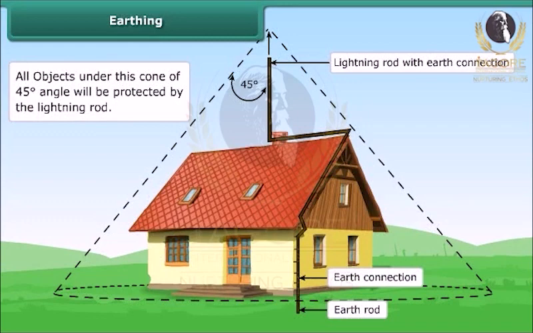Cone of protection. This is a term used to describe the volume of protection offered, and it provides a simple graphical tool for installing a lightning conductor protection system. Arrangement of a lightning rod showing the cone of protection is given in the figure.